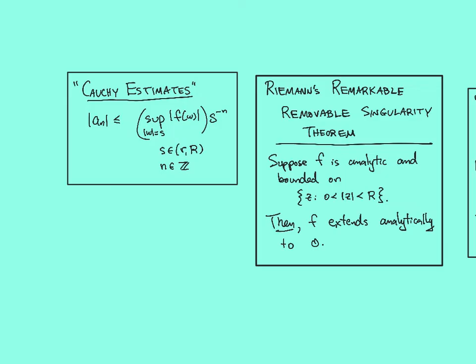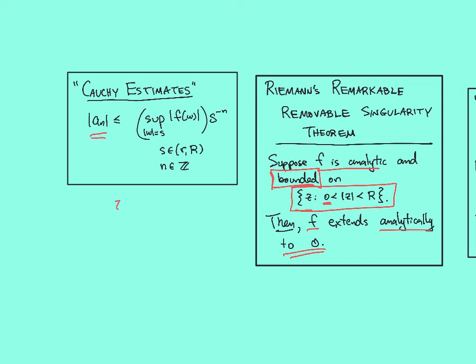Our main application of the Laurent series decomposition theorem will be Riemann's remarkable removable singularity theorem, which says that if I have an analytic and bounded function on this punctured disk, so it's a disk centered at 0 of radius r, but with 0 removed, then if it's analytic and bounded there, f extends analytically to 0, and the key thing is bounded. And all we really need to prove this are these Cauchy estimates.